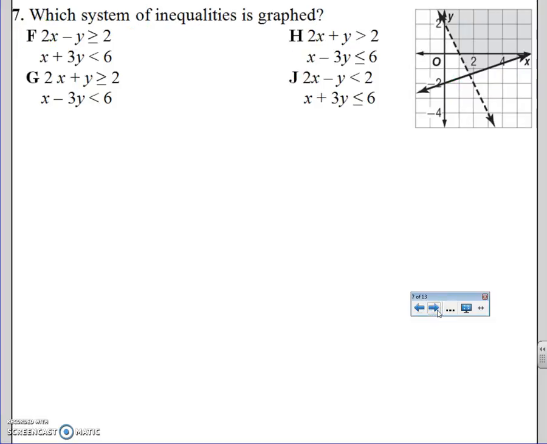Alright, which system is graphed? Ooh, same idea. So let's just go with this first one. Cover method says x equals 1 and y equals 2. So I find x equals 1 right here, y equals 2 right there, and this is solid because it's closed. That's a dotted line, so that's wrong.